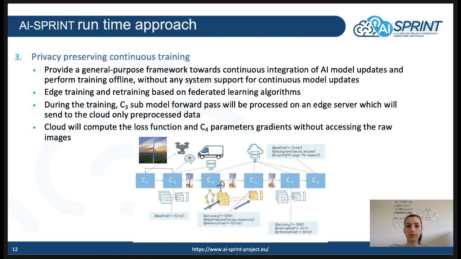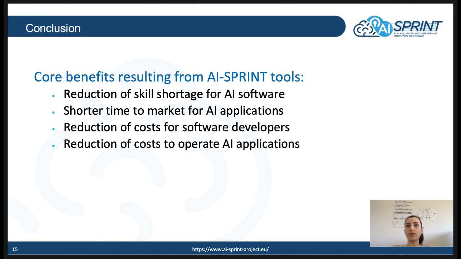As a conclusion, the core benefits of AI Sprint tools are as follows: reduction of skill shortage and steep learning curves in the development of AI software, shorter time to market for AI applications that meet performance, security, and privacy requirements, reduction of costs for software developers to design and evolve AI applications running at the edge, and reduction of costs to operate AI applications and increase value for cloud providers and edge users.